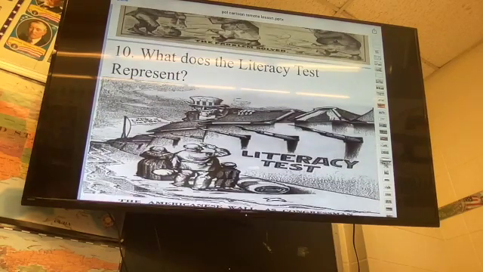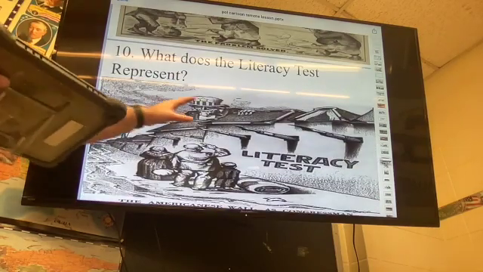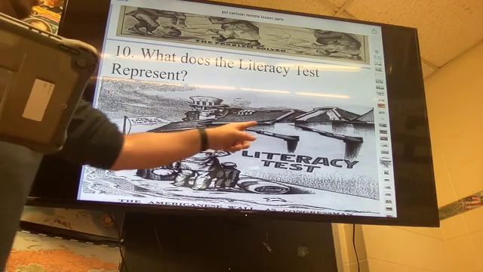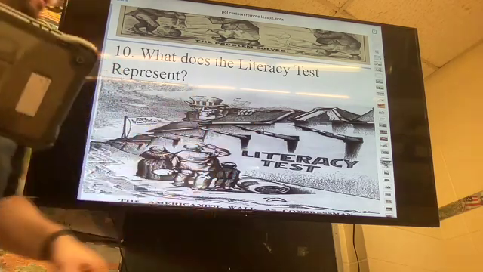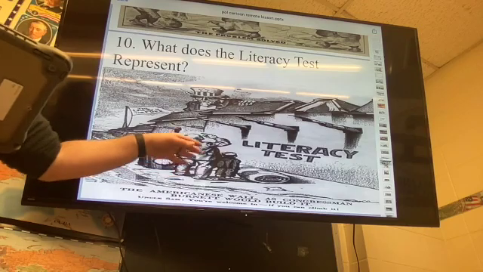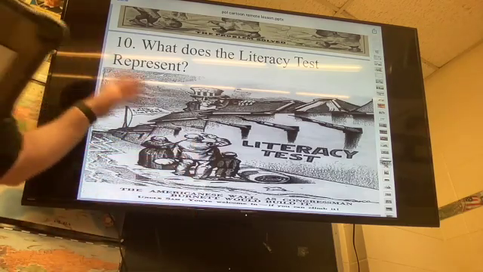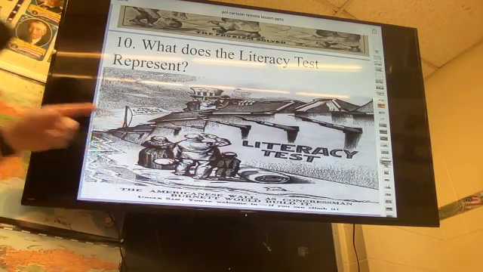Okay, this isn't new, but it has to do with immigration. You have Uncle Sam here. You have this giant wall with spikes on it that says literacy test. Then you have this group of immigrants that are coming in. It says land of the free and a sign back there. What does this literacy test represent for the immigrants?